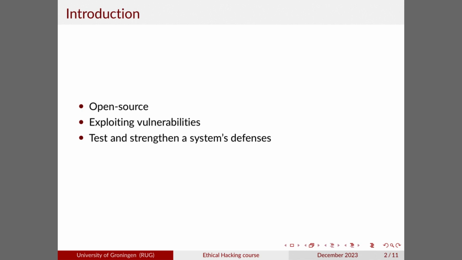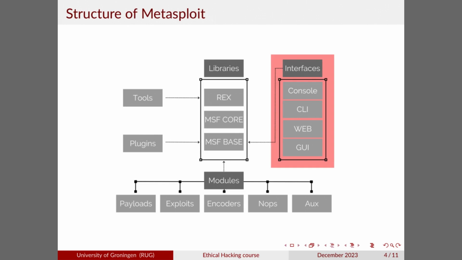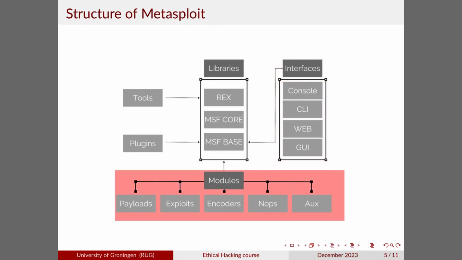Firstly, let's delve into the basic structure of Metasploit as shown in the figure on the screen. Metasploit can be used via various interfaces, namely the console, msfconsole, command line interface, web versions, and various GUI tools. Some of these will be showcased later in the video. Metasploit has a numerous number of modules, with the key modules being payloads, exploits, encoders, NOPs, and AUX, which will be explained later in the video. A module performs a specific function within the Metasploit framework.